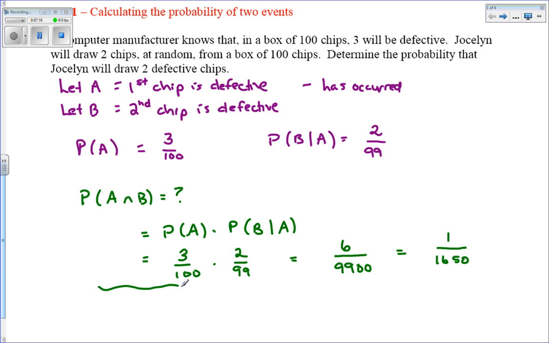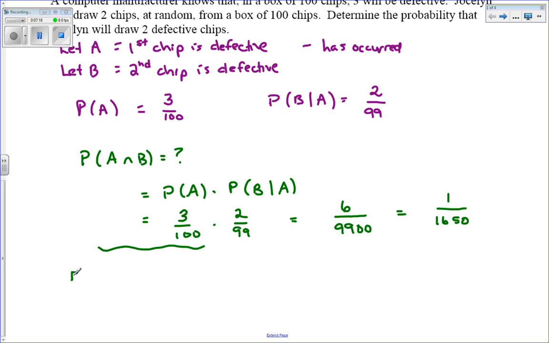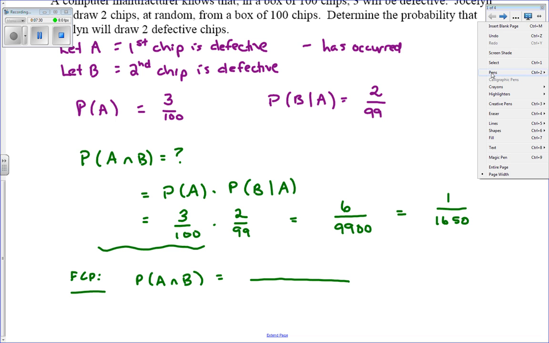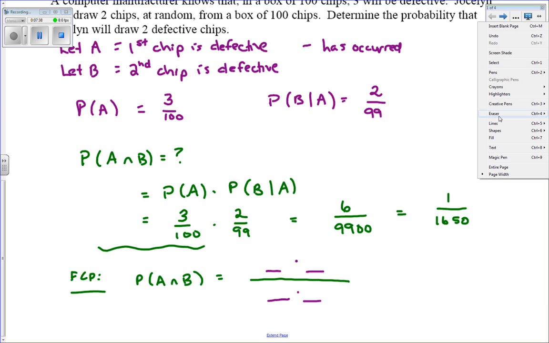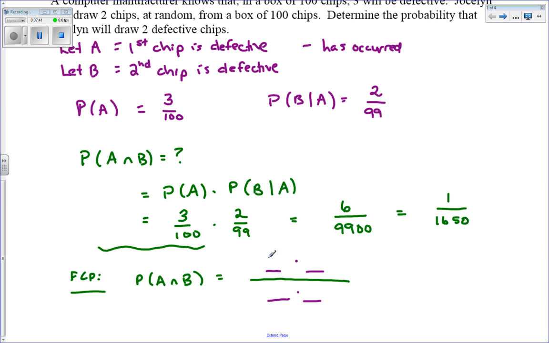You can also get there using the fundamental counting principle. So the probability of A and B occurring is equal to a fraction, and we're going to put lines in for our fundamental counting principle. We're picking 2 chips, and we want to know the total possible outcomes there. For the first chip, there's 3 defective ones. Once we've picked a defective one, there's only 2 left. There's 100 chips to begin with. Once we've picked one, there's only 99 left. So again, that gives us 6 out of 9,900, which simplifies to 1 over 1650.